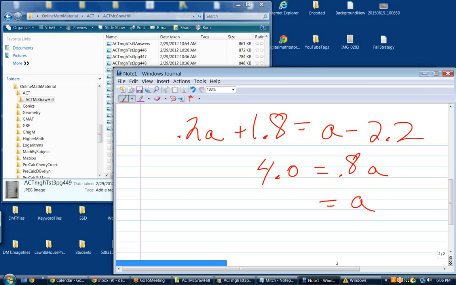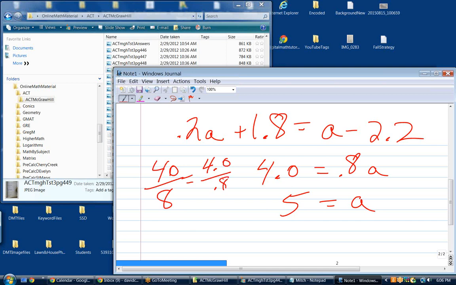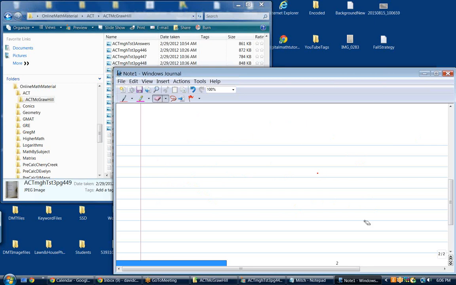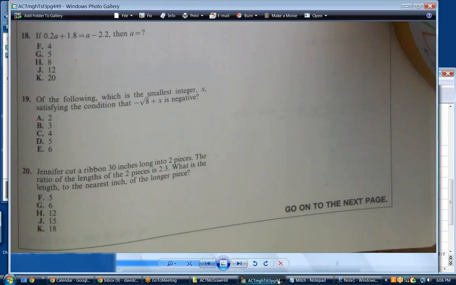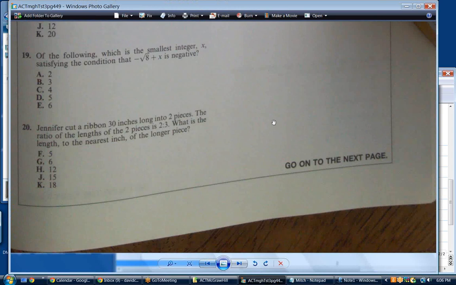You can use your calculator, but you really shouldn't need to. What's 40 divided by 8? 5. And notice that that's the same answer as 4 divided by 0.8. In other words, 40 divided by 8 has to be equal to 4.0 divided by 0.8. And once you recognize that, then it's an easy thing to do without the calculator. About 19.